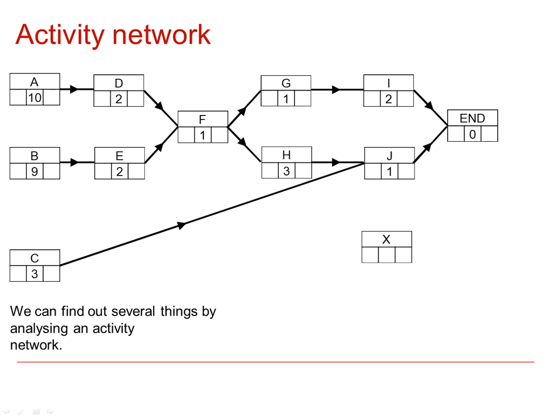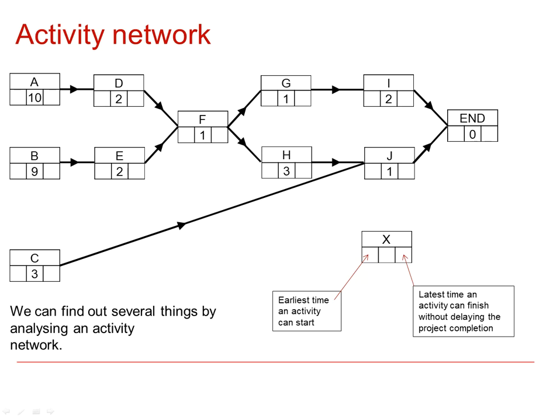For example, the basic things we can do are to find the earliest time that an activity can start and also the latest time that it can finish without delaying the project completion. So the outer boxes, on the left hand side we have the earliest time an activity can start, and in the right hand box the latest time that it can finish so that the project itself is not delayed.